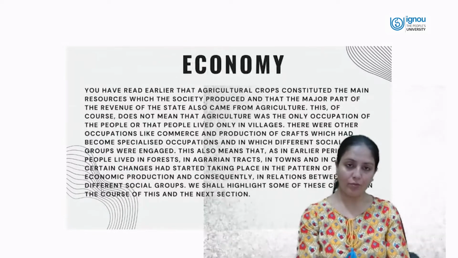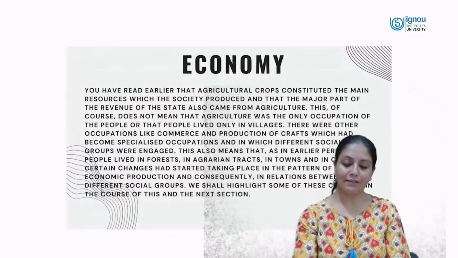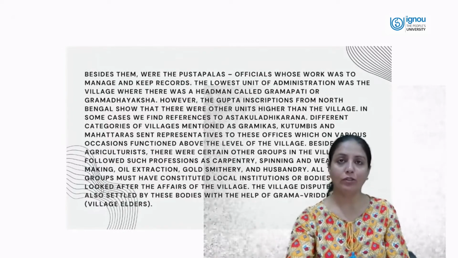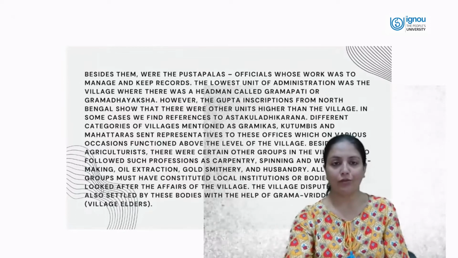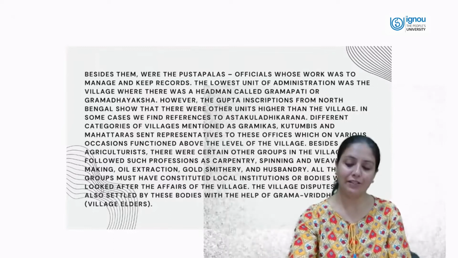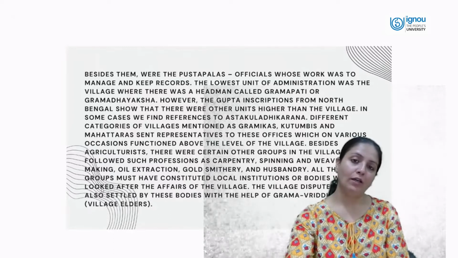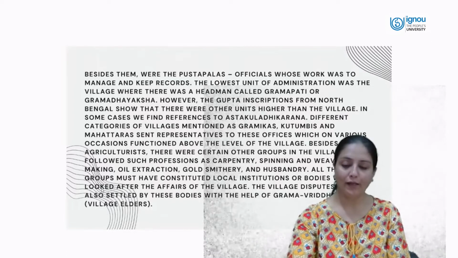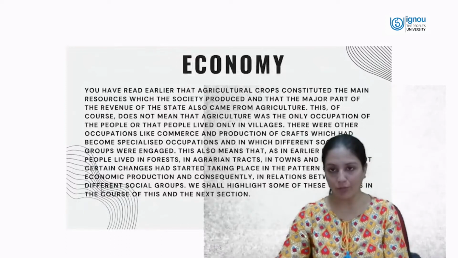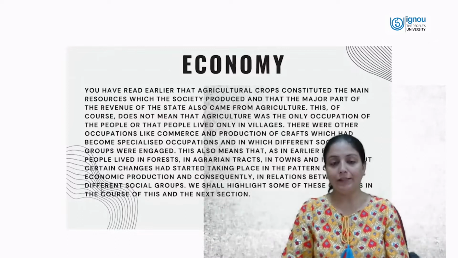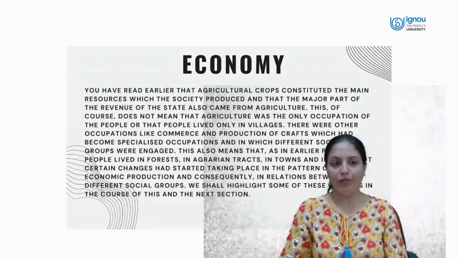Next is economy. We have discussed the king, the sources, literary sources, the state, village, and the bhuktis, meaning the provinces, which were characterized by the Guptas. Next is economy. With the help of economy, a country can run. Otherwise, a country cannot be run.